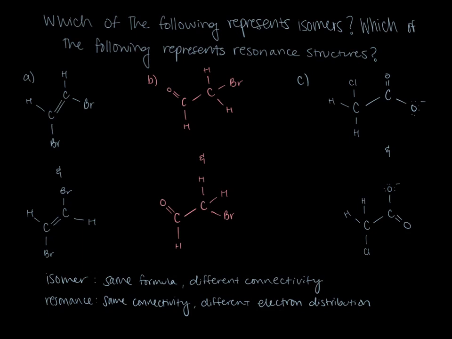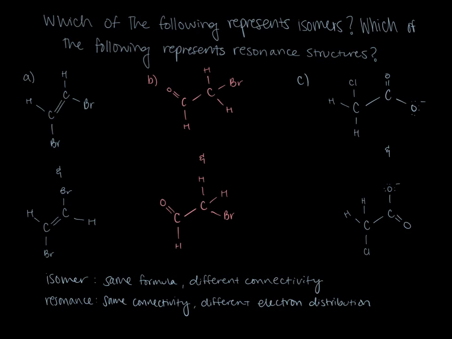And today we'll be working on problem 2 from chapter 7.4 in the general chemistry workbook. The question states, which of the following represents isomers and which of the following represents resonance structures? And we are given 3 pairs of molecules to look at.